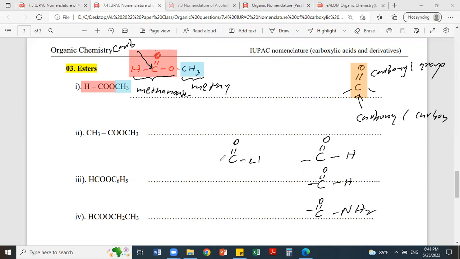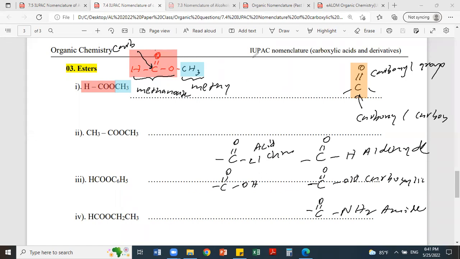COCl, that is called acid chloride. This is called aldehyde. Aldehyde group, ester group, then carboxylic acid group. This is carboxylic acid. Then this is amide. This is acid chloride. Then if you want to write here the sodium salt of carboxylic acid, COONa. So in this also, this carbonyl group is there.